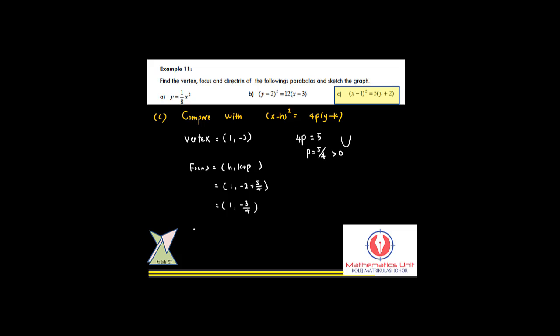And the same thing, it will become the directrix line. Remember, it's just equal distance from the focus. So the change is at the y coordinate, for sure the directrix will be y equals k minus p. So it will become negative 2 minus 5 over 4. So at last we get negative 13 over 4. Okay, it's a fraction number.